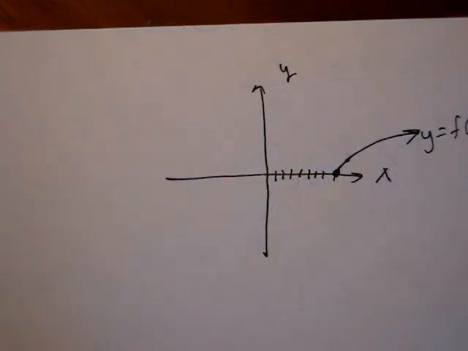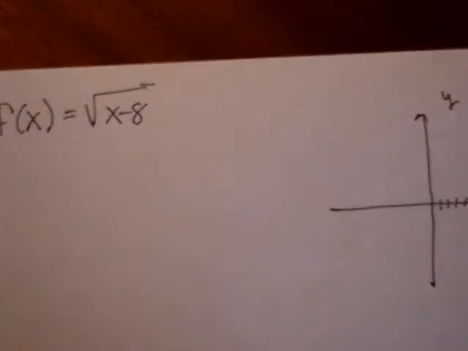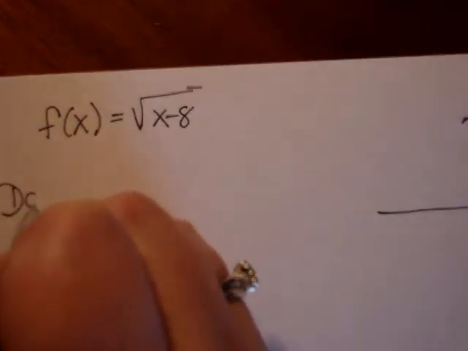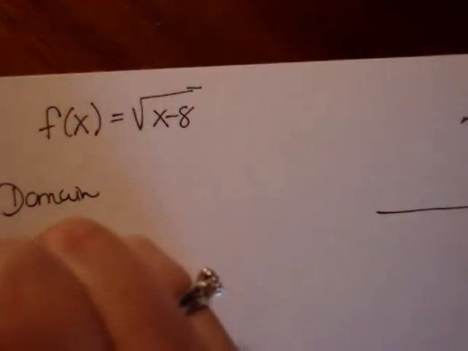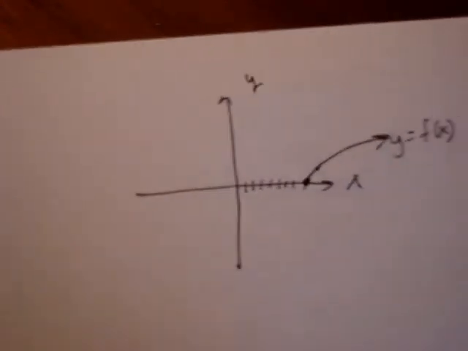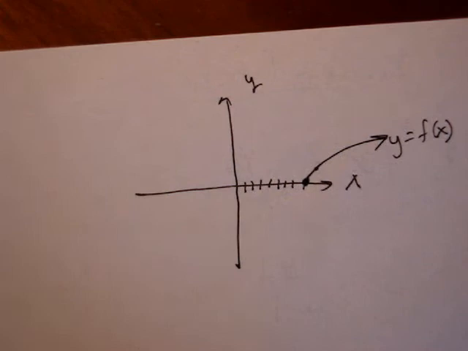Okay, now for fun, let's write what the domain and range of this function are. Domain and range. And I'm going to use the graph to figure out what the domain and range are. So look at the graph again. Remember, the domain is the set of all x's that get used or can be used in this function.